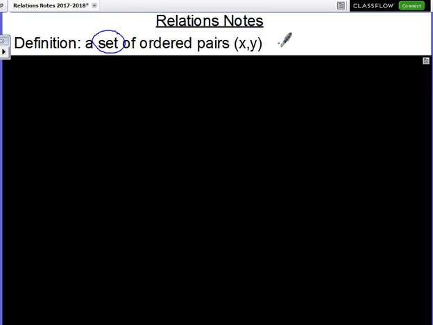So when we're talking about sets, it's any group of things that are inside set brackets. To remind you, set brackets are the half circle, the arrow point, and the half circle. So anything that's inside of these brackets would be considered a set of something. So here we're going to have a set of ordered pairs, and just a reminder, an ordered pair is a parenthesis and then an x-coordinate, a comma, and then a y-coordinate, and you close the parenthesis.